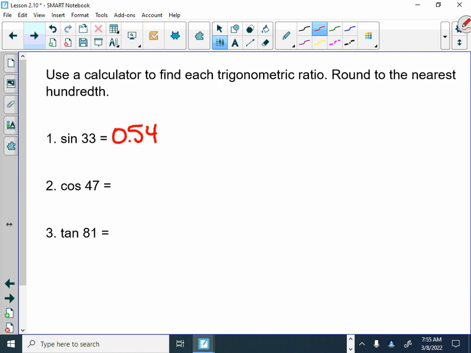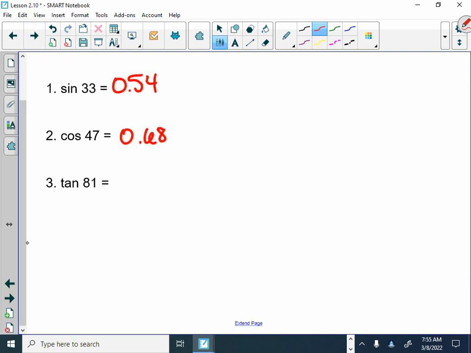Alright, cosine of 47. So I'm going to hit the button next to the sine, cosine. I'm going to type in 47. What is that rounded to 2 decimal places? 0.68. And then tangent, so that's the one right next to cosine. Tangent of 81. 6.31, perfect.